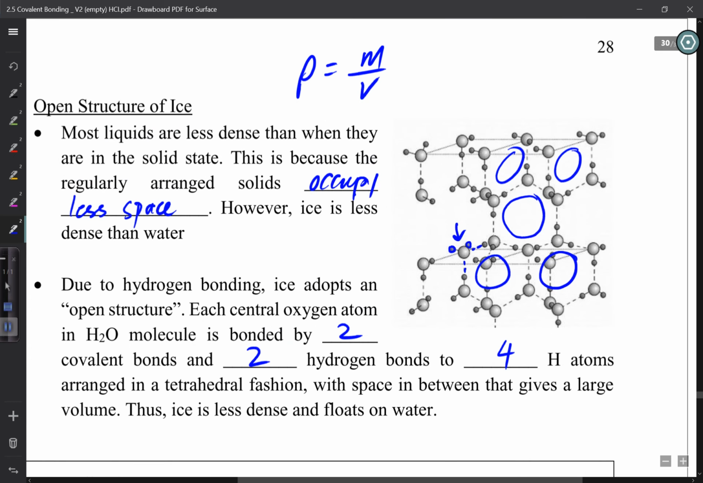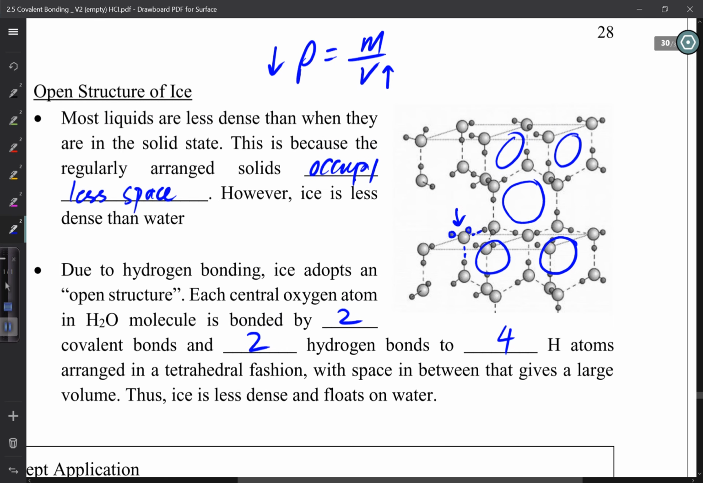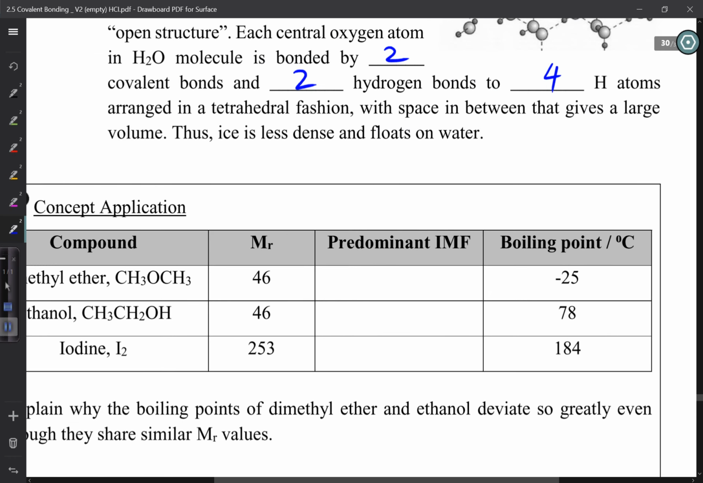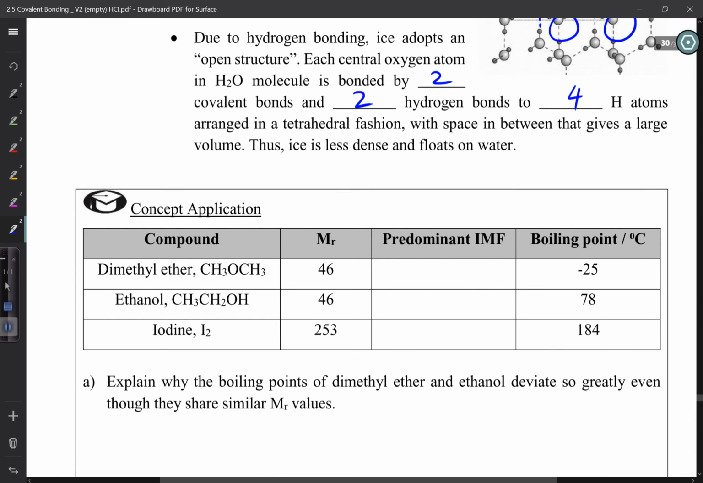For ice, there's a lot of empty space. In other words, volume increase. If volume increases, density will decrease, right? So that's why your ice has a lower density than water, because water doesn't have all these regular arrangements to incorporate the empty void. Alright? Now let's try this question.